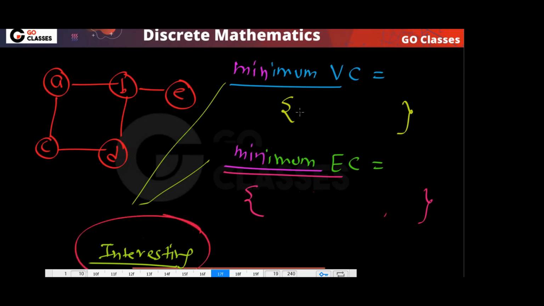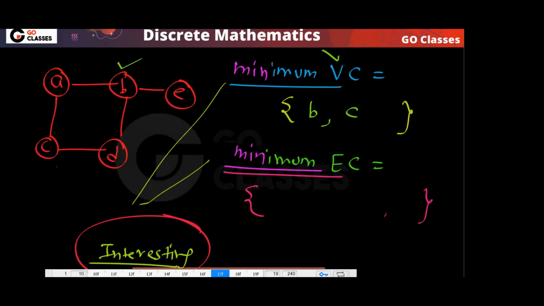So finally, what is the minimum vertex cover? Minimum how many vertices do I need to cover all the edges? I can put one security guard here, and one security guard here. So now these three edges are covered, and I can take B, C. Yes or no? This is the minimum vertex cover. You cannot cover all the edges by a single vertex.